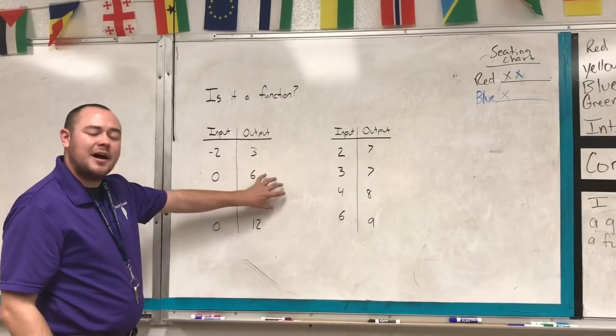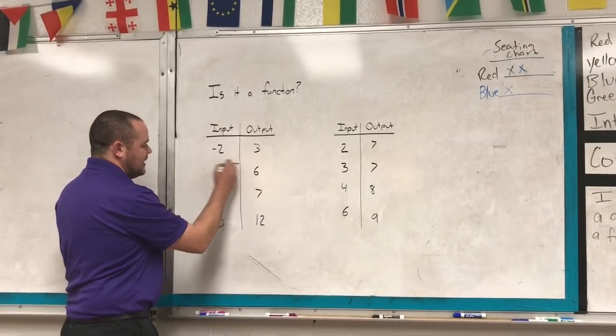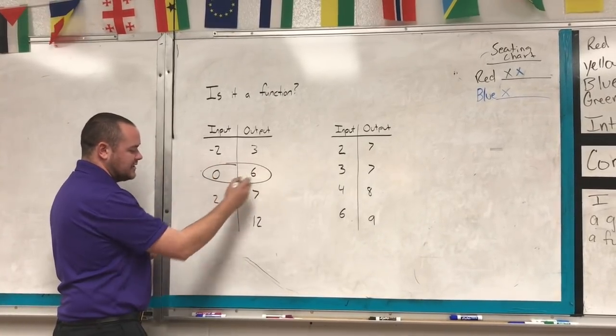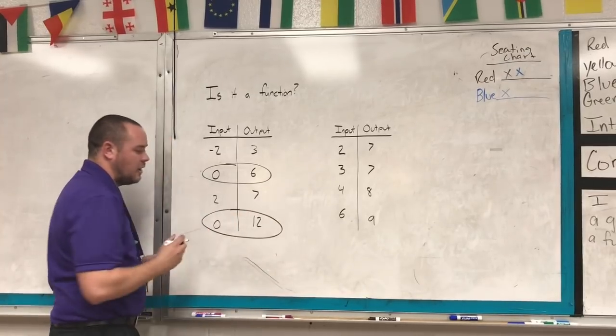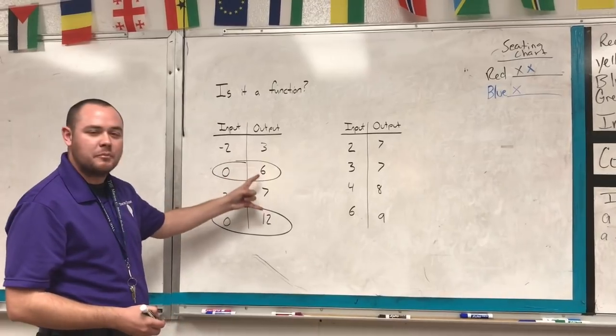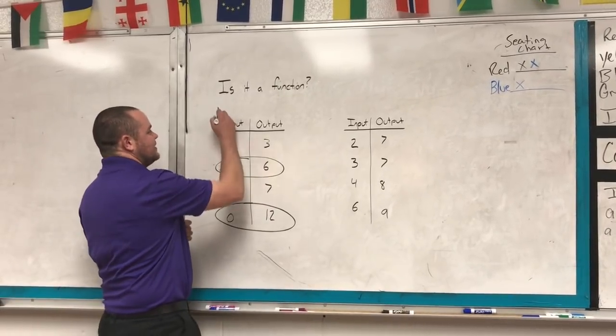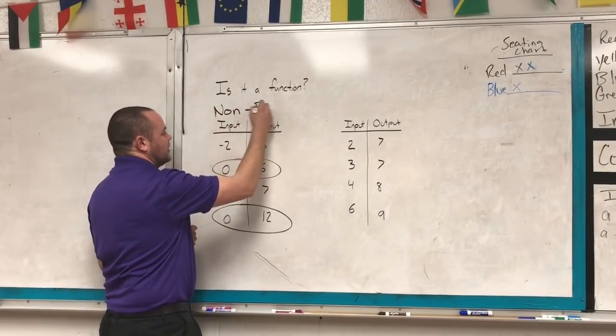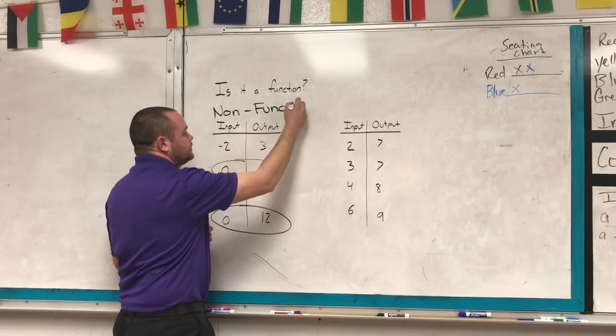Now, this would not be a function because if I put in 0, I could get 6, or I might get 12 as my output. Since I have a single input with 2 different possible outputs, this is not a function, or as we like to call it, a non-function.